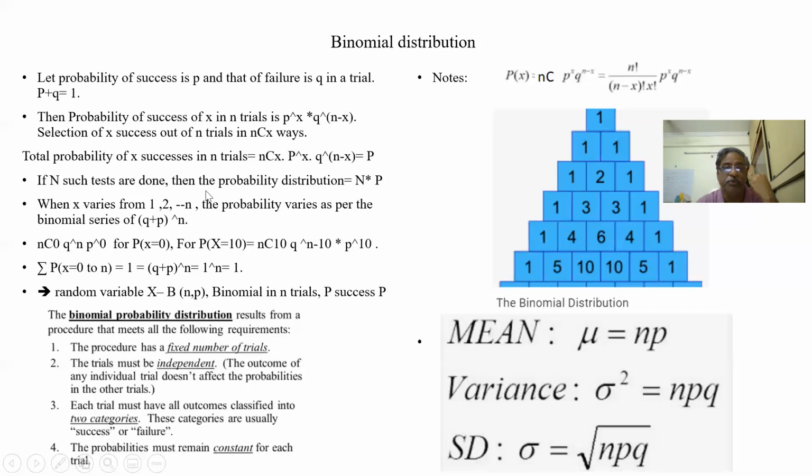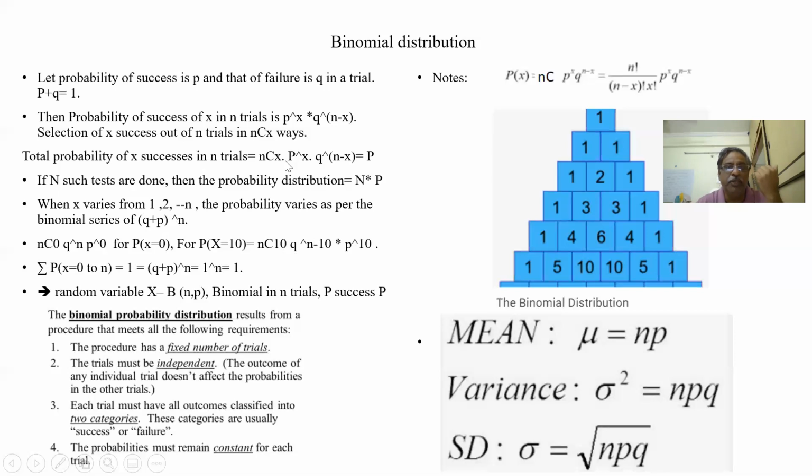So if you see this distribution, it is like (q plus p) whole to the power of n. We know the binomial expansion, (q plus p) whole to the power of n: nC0 q to the power of n, nC1 q to the power of n minus 1 p to the power of 1, up to nC10 q to the power of n minus 10 p to the power of 10, and so on.